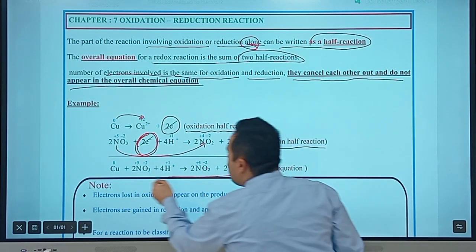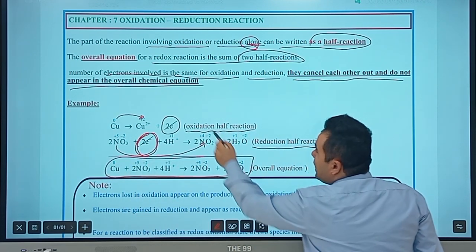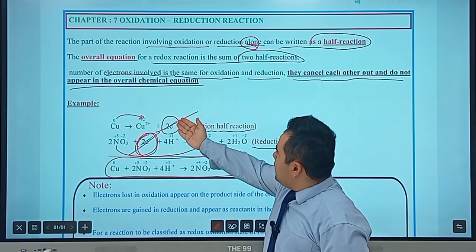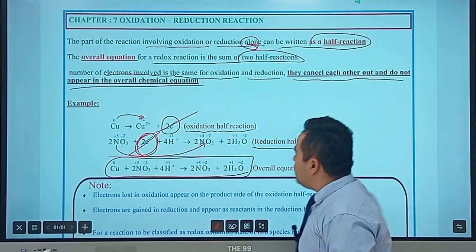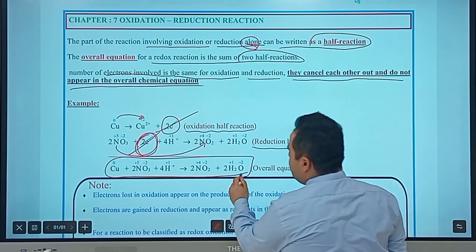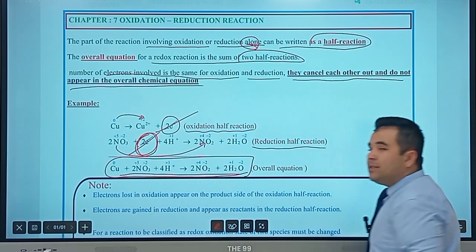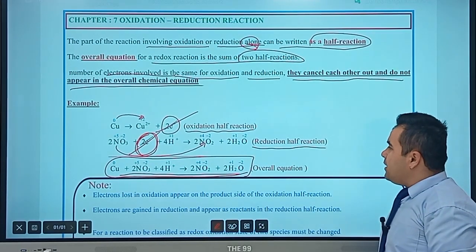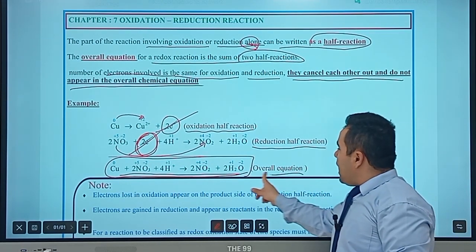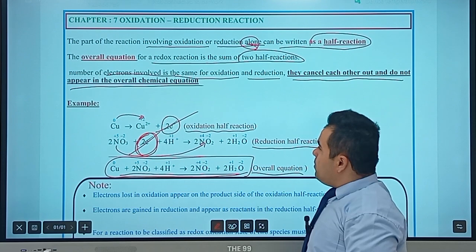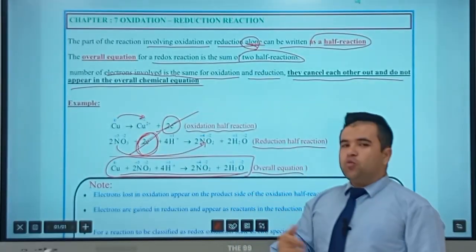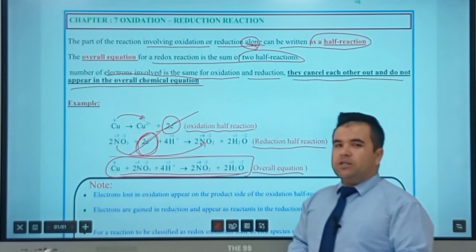How do we write the overall reaction, guys? We cancel the electrons in the product of the oxidation and the reactant of the reduction. We do not write the electrons which are lost or gained in the overall equation, because they will be cancelled.